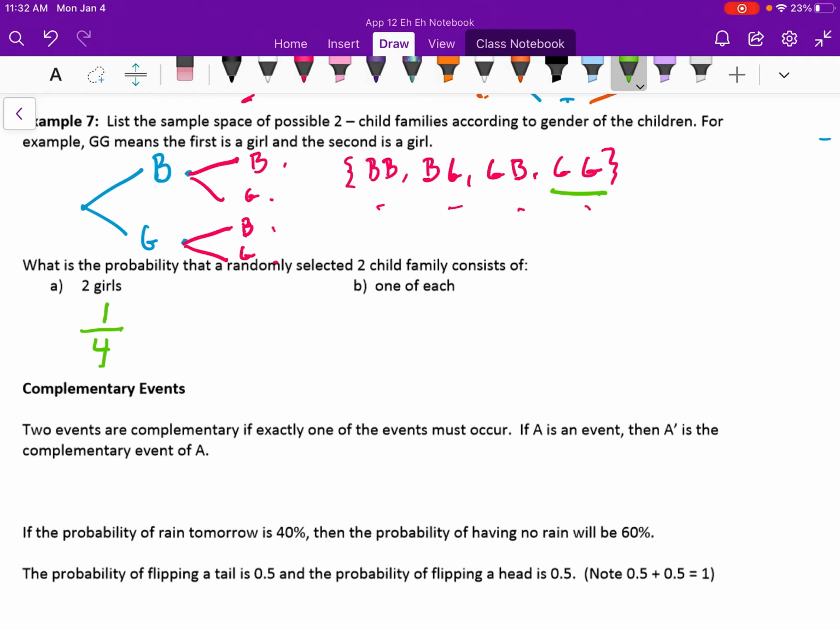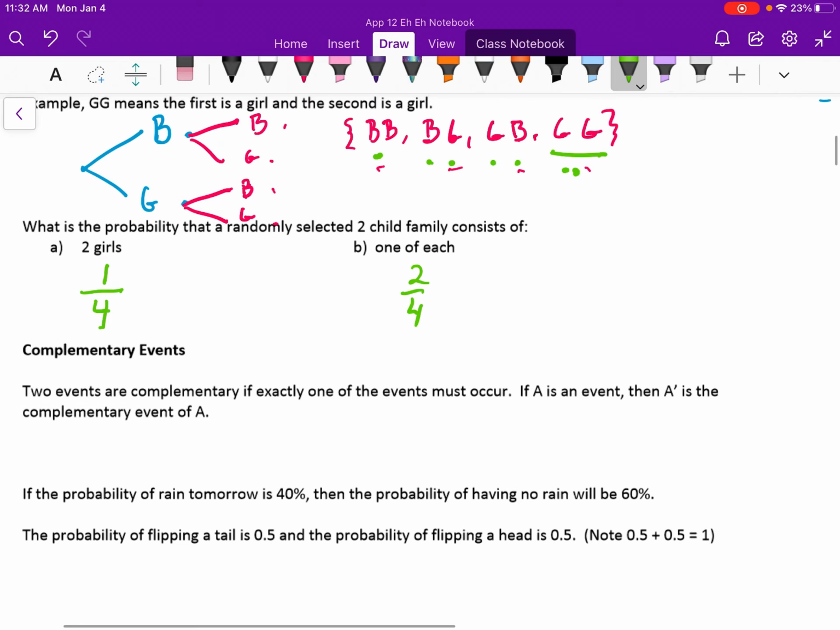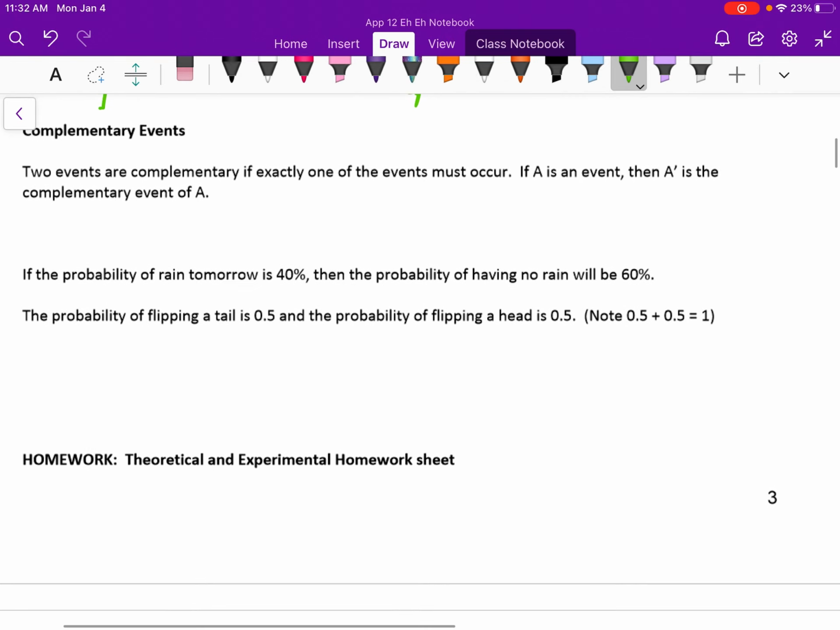So what is the probability that a 2-child family has a boy and a girl? Well, this was boy, girl, and this is girl, boy. Order doesn't matter. We just want to have a boy and a girl, or a girl and a boy. So very simply, that's 2 out of 4. So this probability tree definitely does help us out in terms of probability.